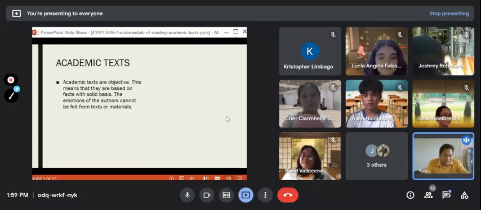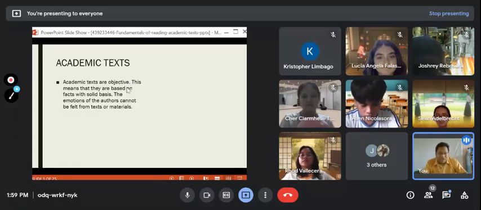But when you look at these materials, I believe that academic emotions are set apart by the writer in terms of or in relation to the content of the text.